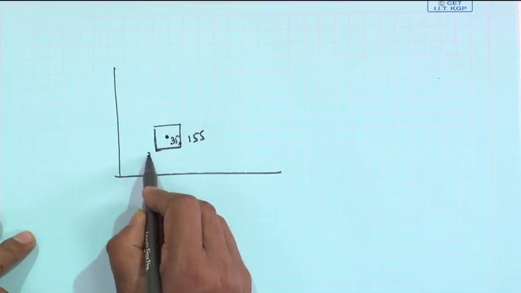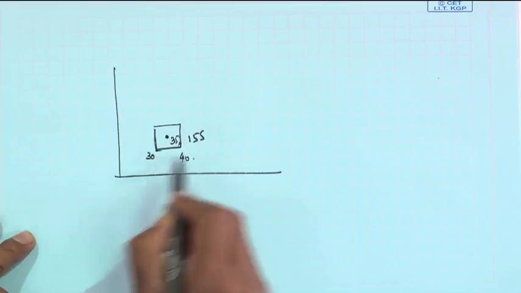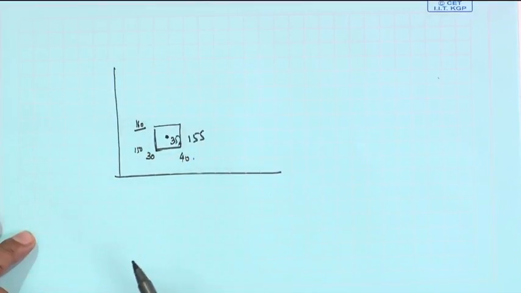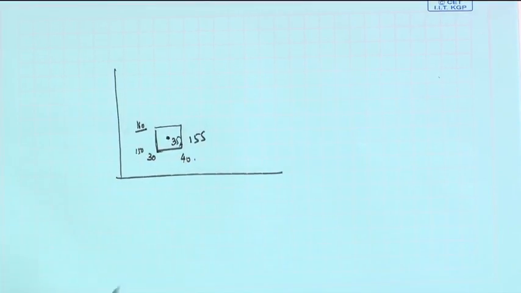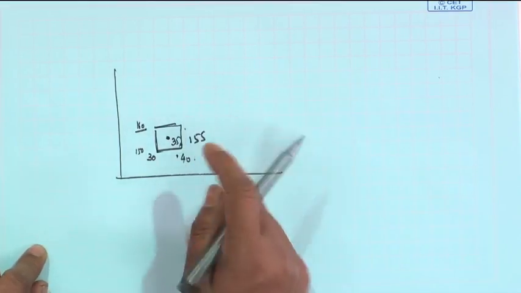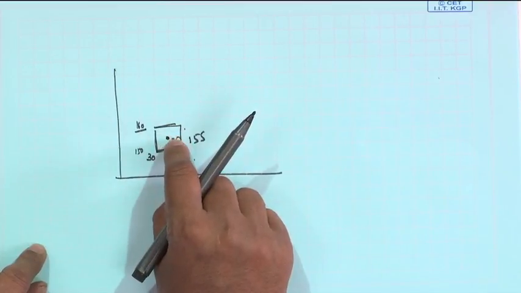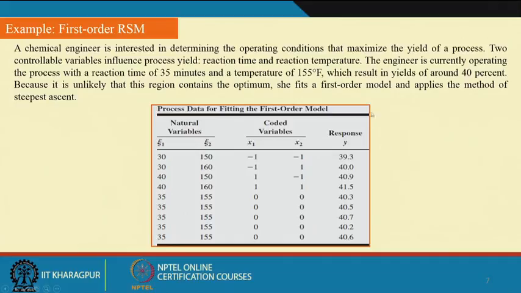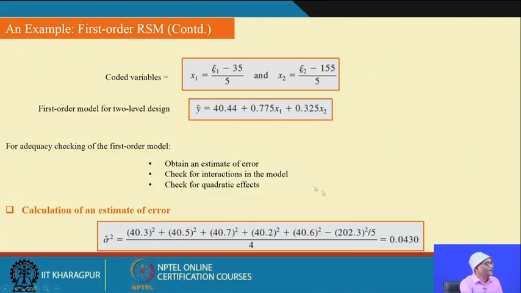So, I can say this is 30 to 40, and this one is 150 to 160, something like this. This is the range you are working with. You conduct an experiment and get the values, and that experimental result is given here. Here a factorial experiment with center point is used and the experiment is conducted. Fine. With this data, what happened?